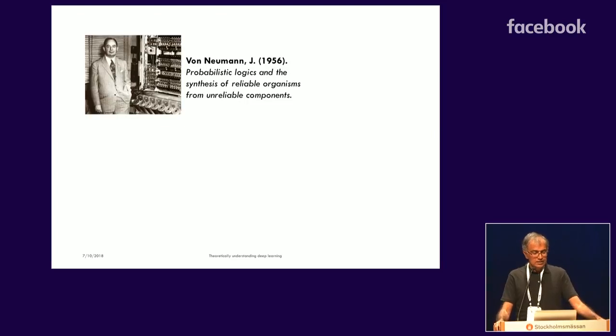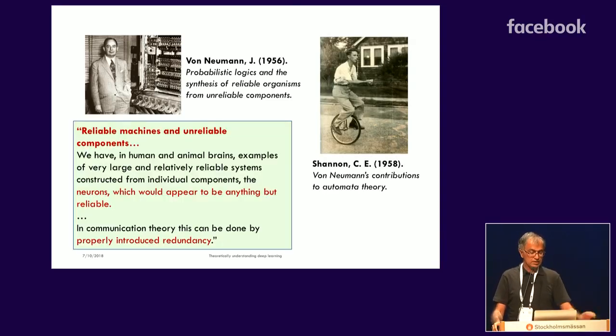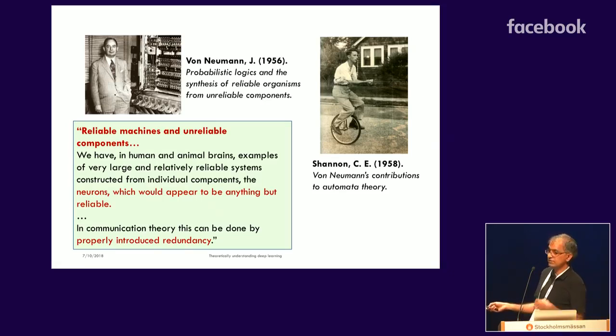And this may remind you of noise-stable computation. For instance, von Neumann, who was at Princeton and the Institute for Advanced Study, where I am now, was very interested in this because, of course, his logical components were vacuum tubes, which failed all the time. Claude Shannon, in his essay about von Neumann, says that one of his main contributions was reliable machines. He points out that in human and animal brains, we have neurons which seem to be very unreliable components, and nevertheless you get a very reliable system out of it. And he suggests that it's done by communication theory or error-correcting codes, which is what von Neumann did.